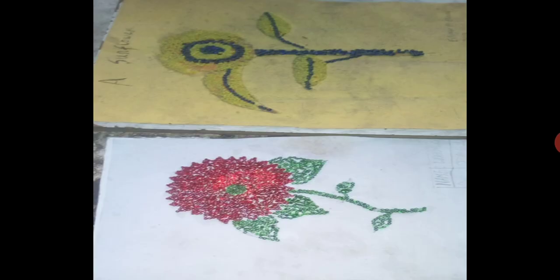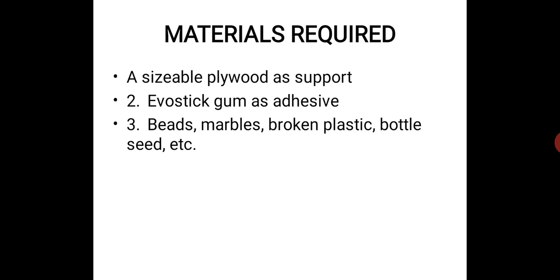This is the picture of some mosaic work. This one is done with beads. It's a flower. We use different colors of beads to differentiate the stem and the flower itself. Materials required: we have a sizable plywood as support, we have Evo-Stick gum as adhesive, we have our beads, our marbles, our broken plastic bottles, seed, rice, beans. All these things can be used depending on the availability of the material you have.